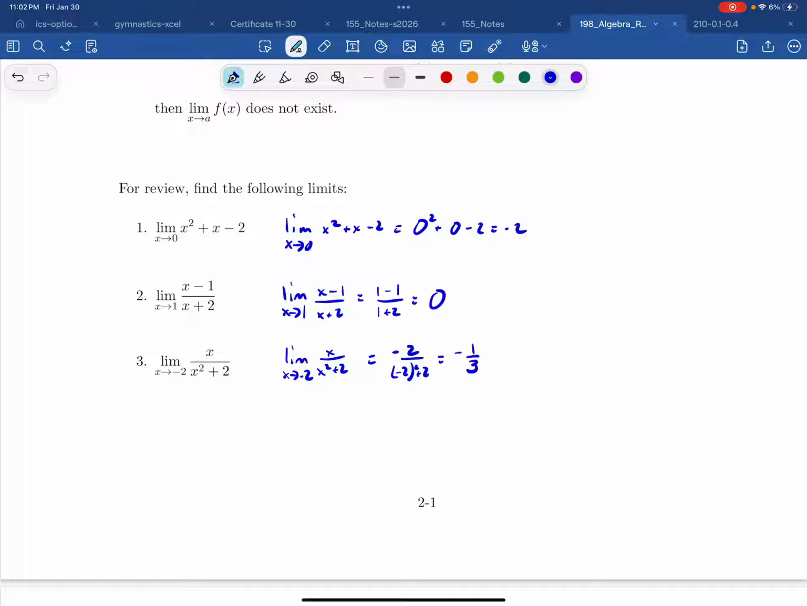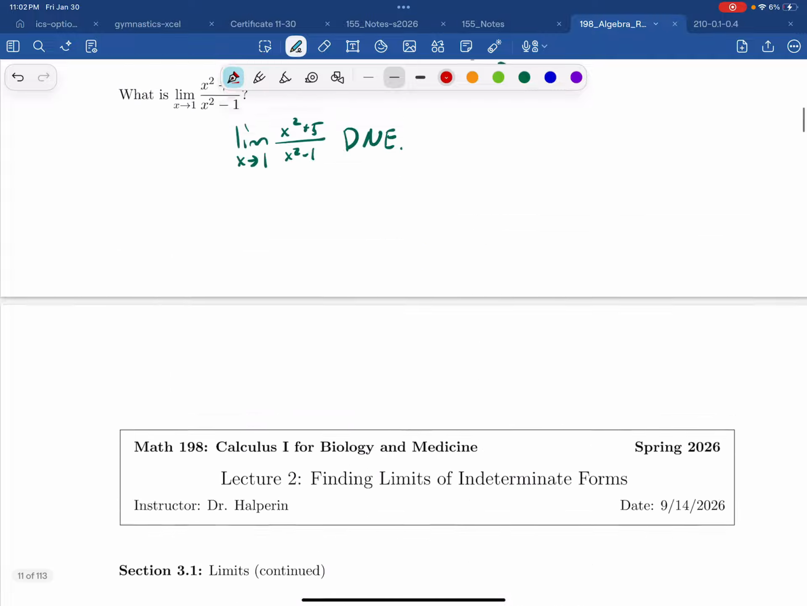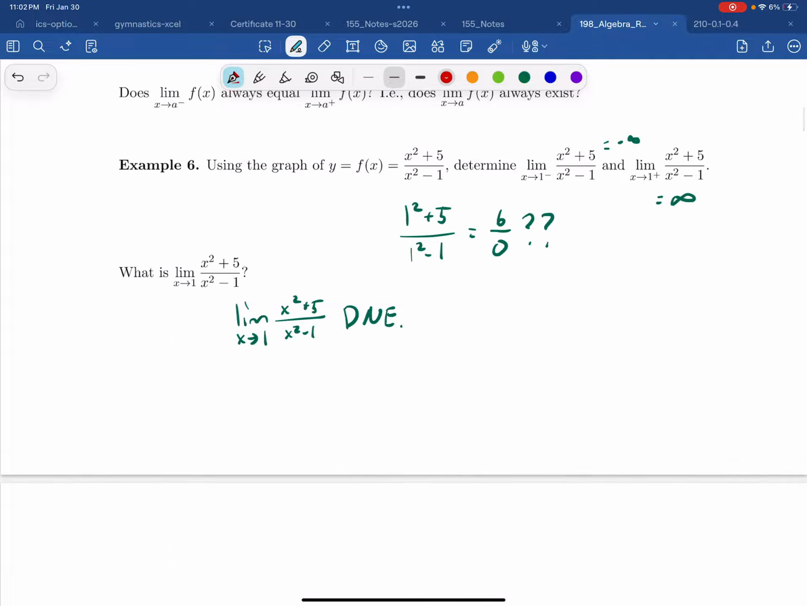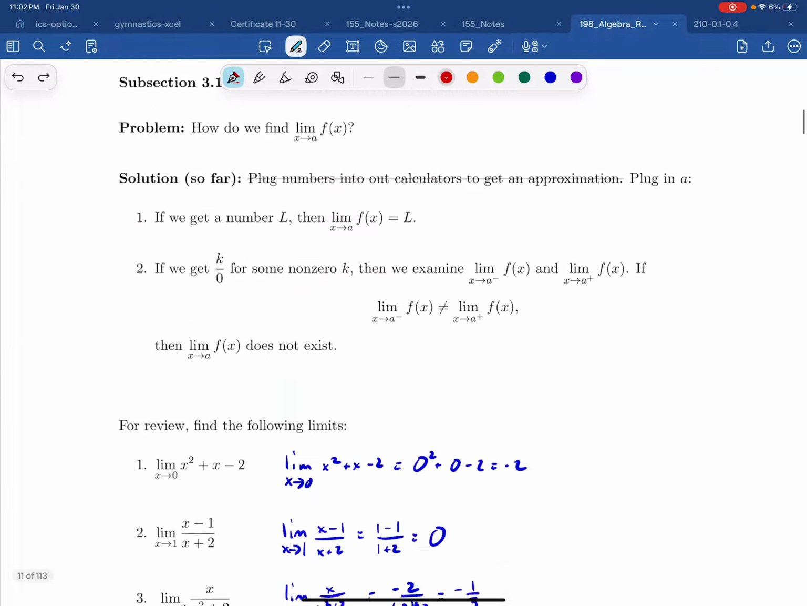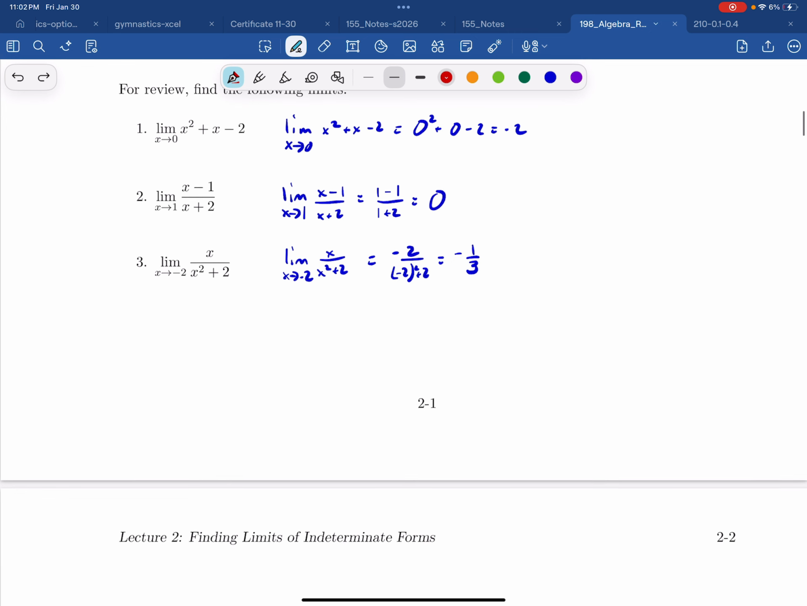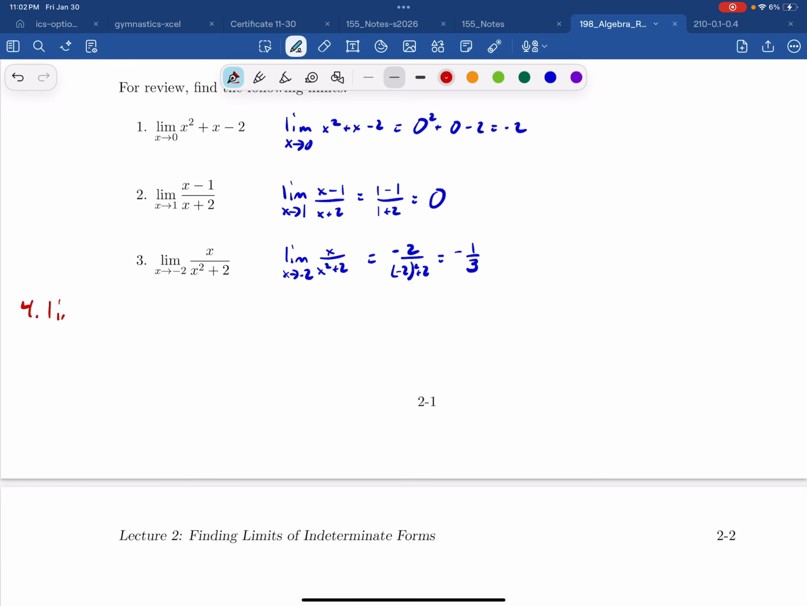Okay? Now, what about something a little more complicated, a little more annoying, like this example right here, where we plugged in our number and we got a non-zero number over 0? Let's learn how to solve that. In fact, let's use that example. Let's consider the limit as x approaches 1 of x squared plus 5 over x squared minus 1.